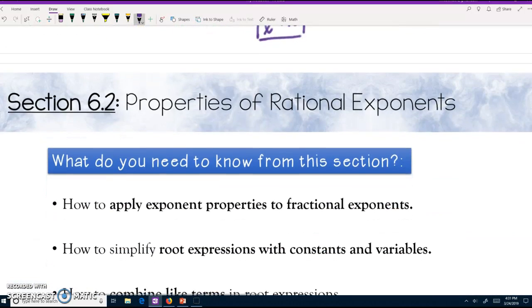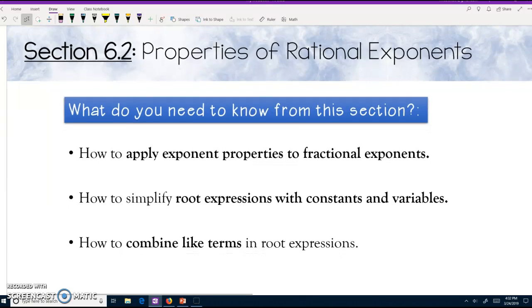So then let's go ahead and take a look at section 6.2. This stuff should be really familiar at this point because we've just been doing it for a while now. But what we want to do in section 6.2 is apply our exponent properties so we can work with fractional exponents. We want to simplify root expressions that have perfect cubics and quartics and quintics, but also ones that don't, and then also with working with variables there. And then we want to combine like terms with roots.